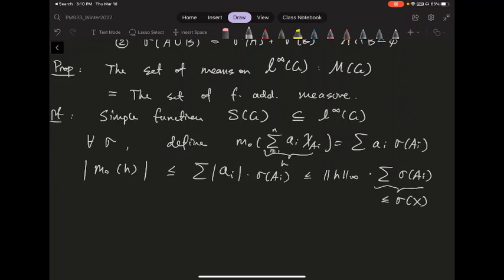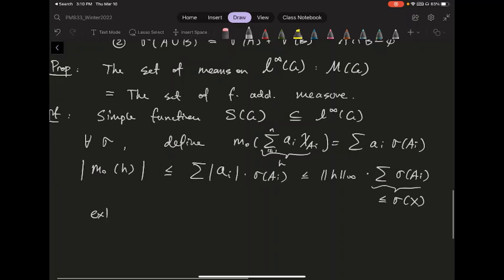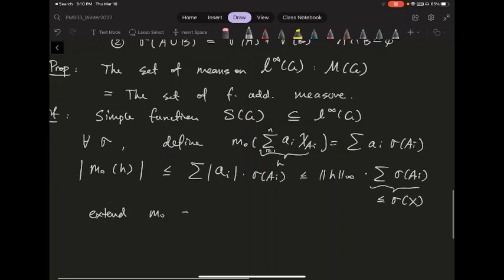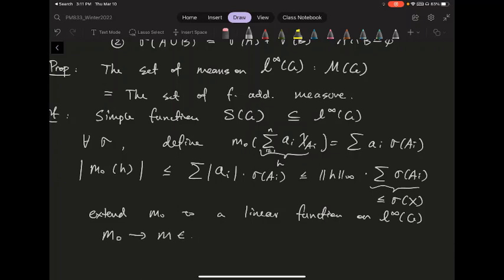So by basic functional analysis, you can extend it to a linear functional on the L infinity. So we can extend M0 to a linear functional on the L infinity of G, and that's going to be a mean. Okay, so let's extend M0 to M inside the L infinity of G dual space, and you can clearly see the M of the constant 1 function.